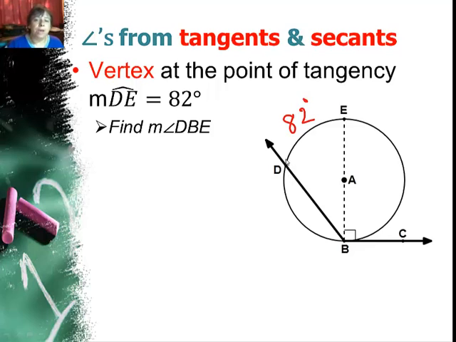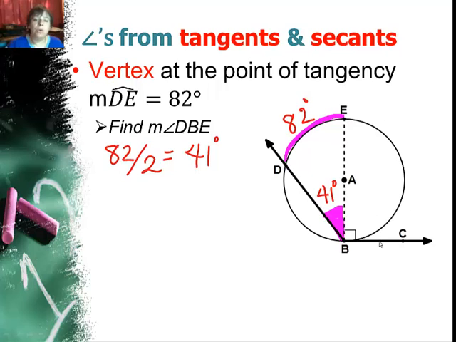I want to find, to start, the measure of angle DBE. Now I'm going to actually want this entire angle, but I'm going to start with what I know. I'm starting with angle DBE because it's an inscribed angle, and you can see that this angle is just half the measure of that arc. So I take 82 divided by 2, and I get 41 degrees for this angle.